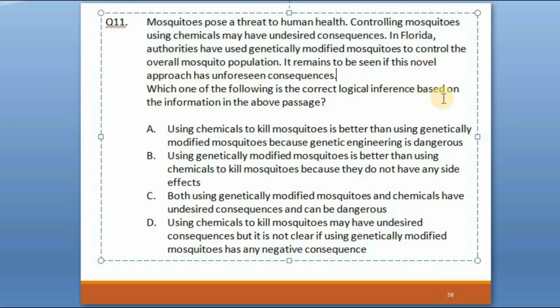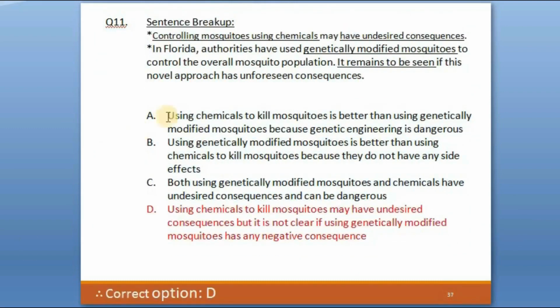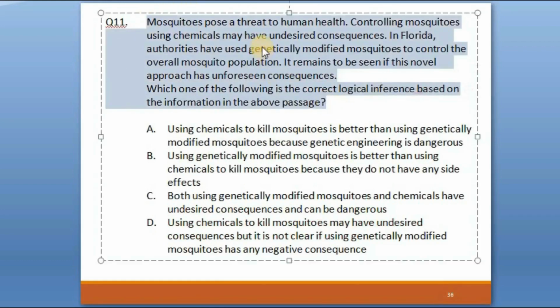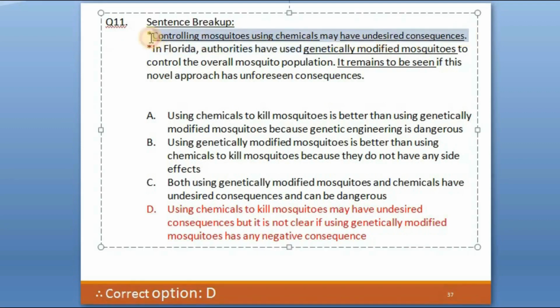Now this passage is given, and according to these statements, we have to find the most appropriate option. We have to thoroughly analyze the given statements, right? When we analyze thoroughly, we get some clues: controlling mosquitoes using chemicals may have undesired consequences. So this is the first conclusion in the sentence breakup. And in the second breakup, we have: in Florida, authorities have used genetically modified mosquitoes to control the overall mosquito population.